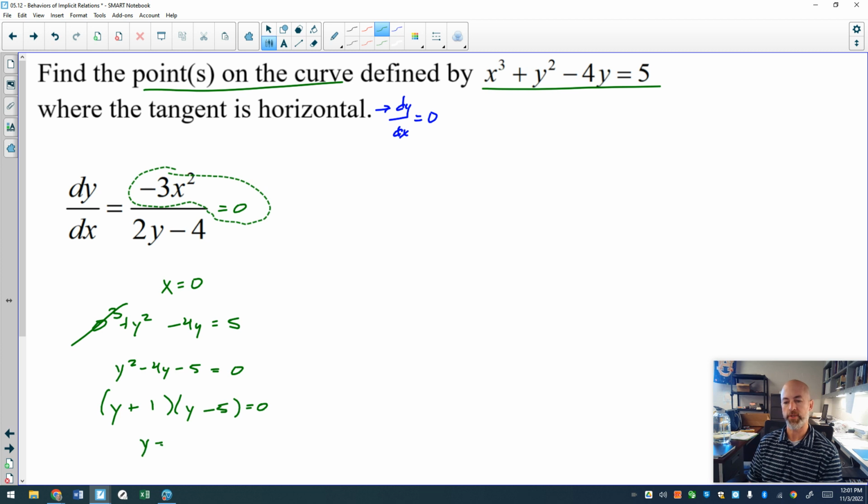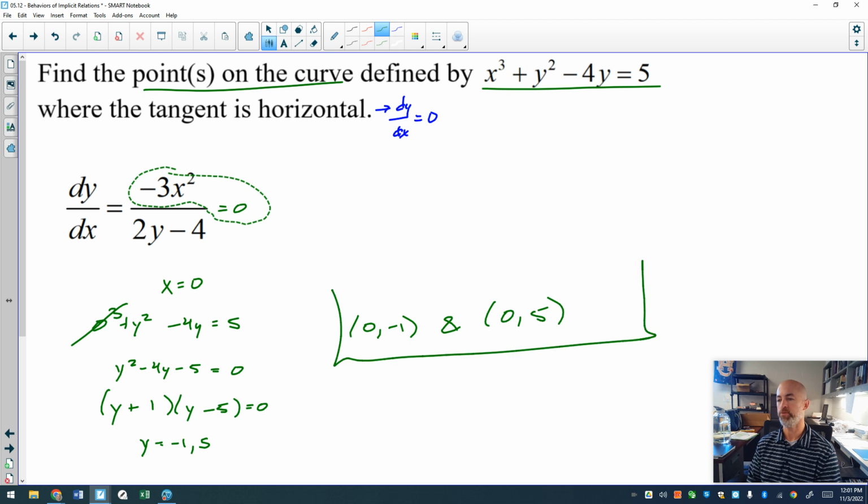And we get y coordinates of negative 1 and 5 to go along with the x coordinate of 0. So the points on the curve where the tangent is horizontal would be at the points (0, negative 1) and at the point (0, 5). And there are the 2 points on this curve at which the tangent would be horizontal.